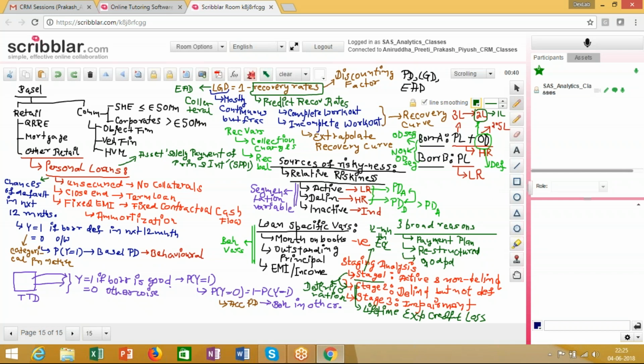In the next part, we'll talk about the probability of default model. We'll talk about the loss given default model and all from different perspectives. First we'll start off with the probability of default model.